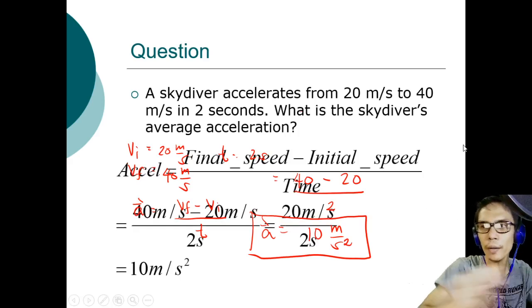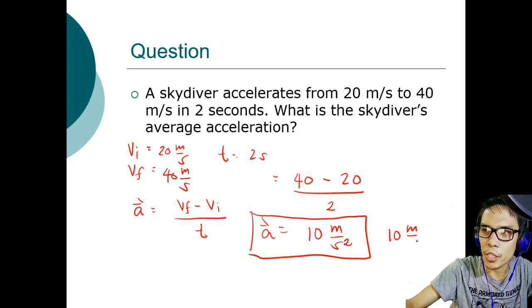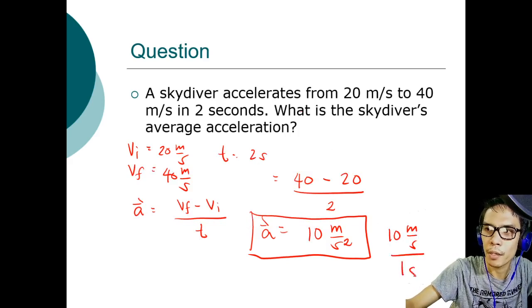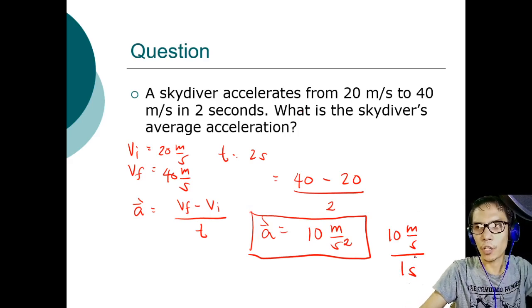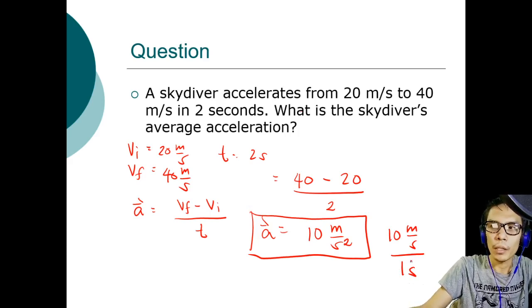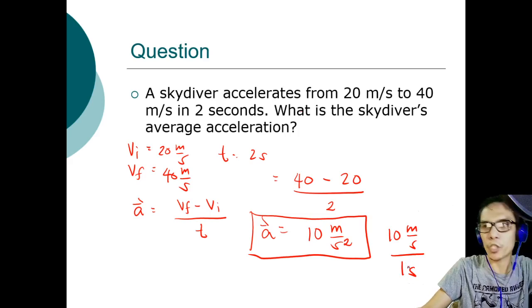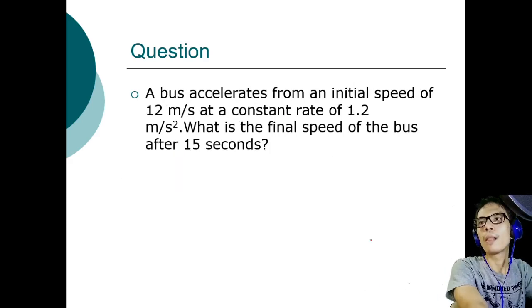Or we can say 10 meters per second, per second. Meaning to say, in 1 second, the velocity of the object is 10 meters per second. At 2 seconds, that will be 20 meters per second. At 3 seconds, we have 30 meters per second. Alright, let's go to the next question.